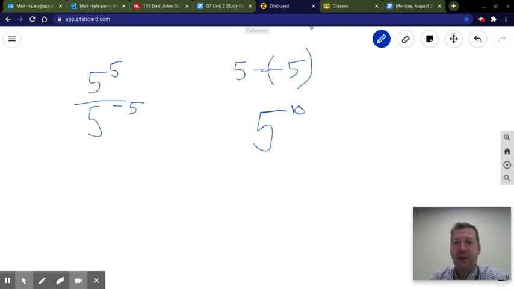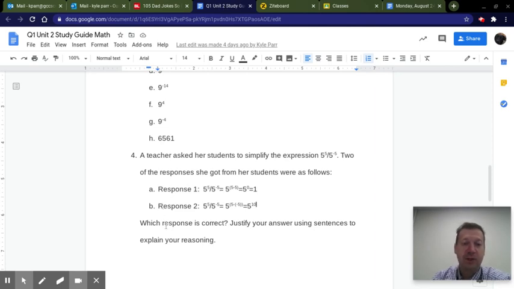When you go to explain that, because that's the next thing that it says on the test, is not only do you have to choose response B, but which response is correct, justify your answer using sentences to explain your reasoning. You can't say I used a calculator. You can't say because I knew how to do it. You need to state that when you have fractions, you subtract. So you needed to take 5 minus negative 5, and that when you subtract a negative, it becomes an addition problem. You need to state when you subtract a negative, it becomes an addition problem. If you don't say that in your answer, you can't receive all points. So make sure you put that in there, and that's why 5 to the 10th power would be the correct answer.